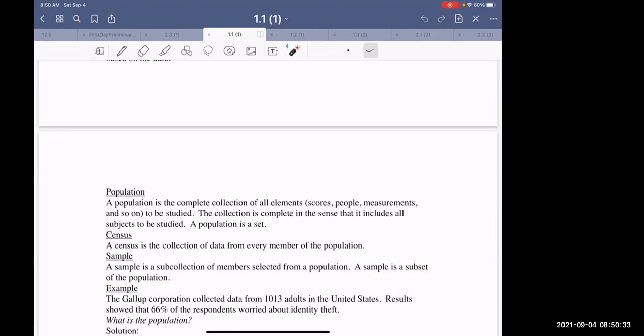So the Gallup Corporation collected data from 1,013 adults in the United States. Results showed that 66% of the respondents worried about identity theft. What is the population? So, what is the population here? Is it Gallup? Is it 1,000? Is it 66%? Is it identity theft? Is it the United States? What is it? For this example, what's the population?